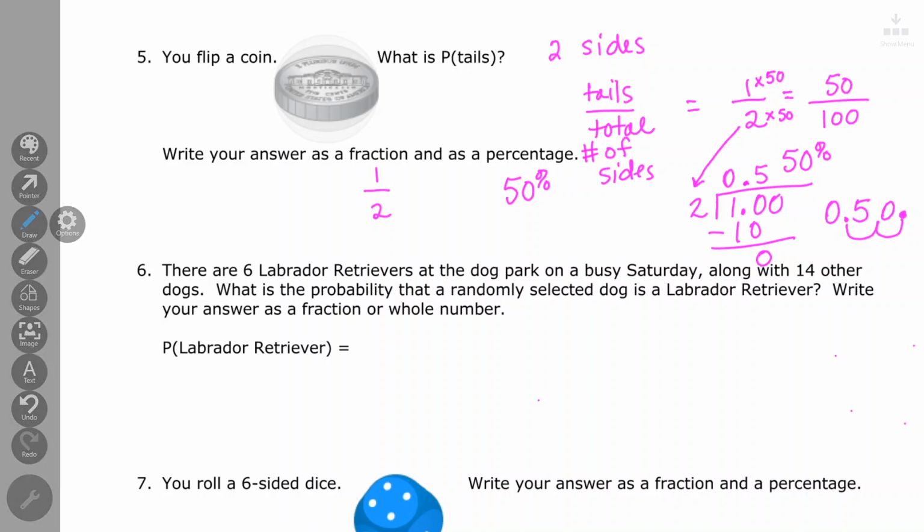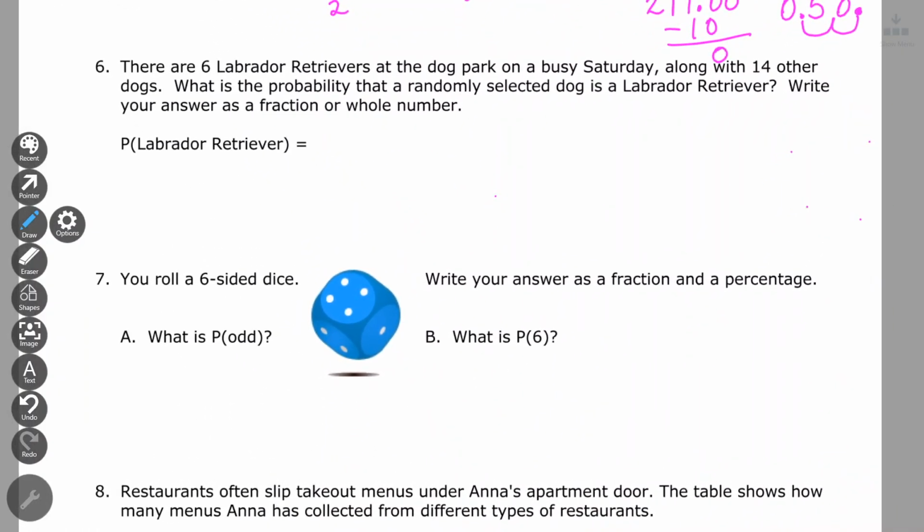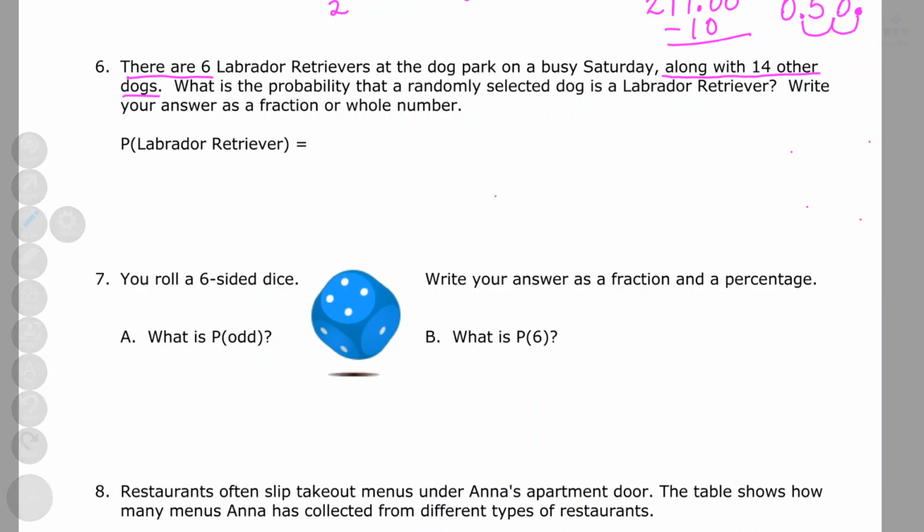All right, so let's move on to number 6. There are 6 Labrador retrievers at the dog park, on a busy Saturday, along with 14 other dogs. Now, I'm going to tell you something. That's really, really important right there. There are 6 along with 14 other dogs. Okay, what is the probability that a randomly selected dog is a Labrador retriever? Write your answer as a fraction or a whole number. Okay, so how many Labrador retrievers are there? Remember, that's your numerator. There are 6.